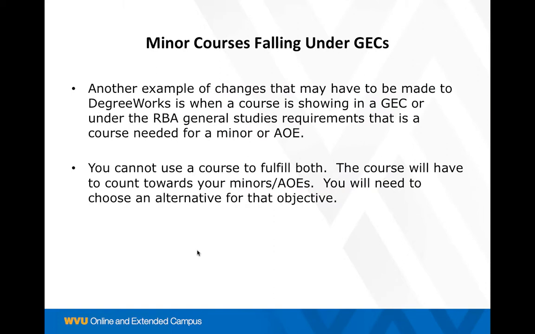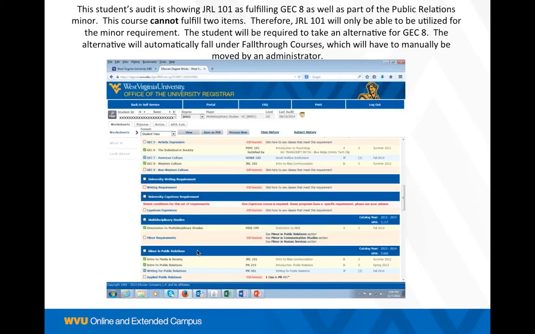Some of your minor courses falling under GECs. This is another example of changes that have to be made in DegreeWorks when courses that are showing in the GECs, for instance, under the RBA General Studies requirements, are courses that are needed for a minor or an AOE. You absolutely cannot double dip. What that means is you cannot use courses to fulfill both. The courses have to count towards the minor and or the AOE. You cannot use them for both, so you will need to choose an alternative for that particular objective.